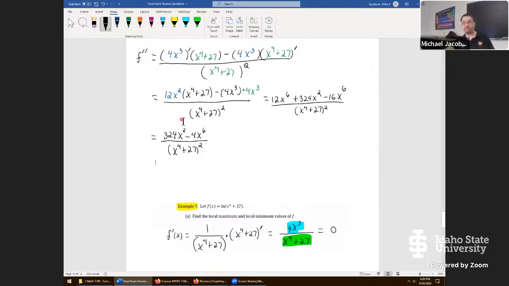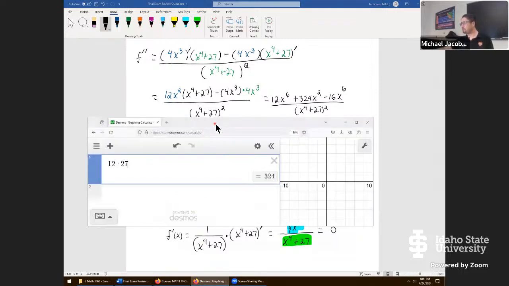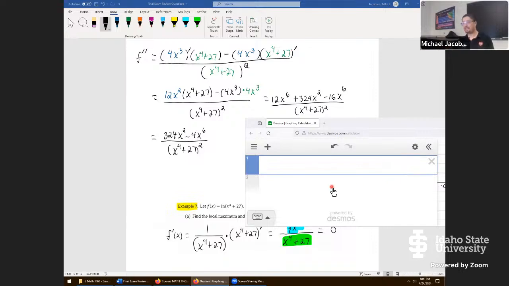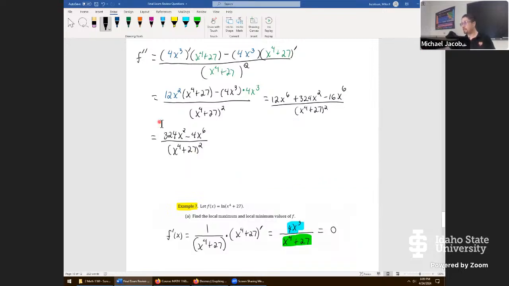Now, finally, our next steps are just to factor this as much as possible. So I believe 4 goes into 324, and I have a strong case of deja vu. We might have done this problem, but I can't quite recall. 324 divided by 4 is 81. So let's factor out 4x squared. The 4 divides here, leaving an 81. x squared is eliminated. Here, we factored out a 4, so we have a negative sign, and an x power 4 left over. All of which is divided by x power 4 plus 27 squared.